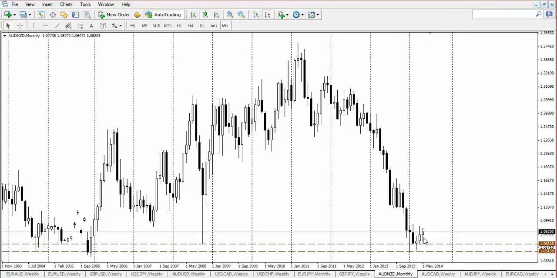It hasn't yet made any sort of decisive move back again, but with that monthly pin bar there, and this one here, all we've got now is consolidation. I think there could be an opportunity for this to move up.